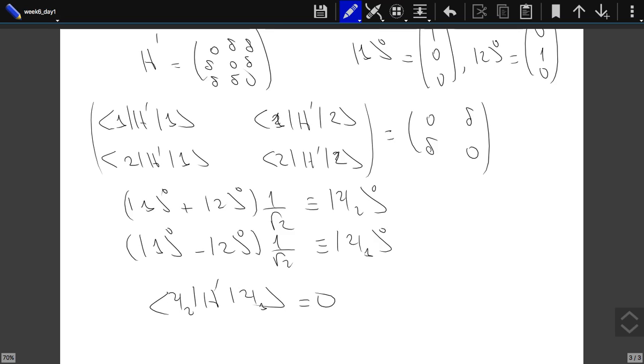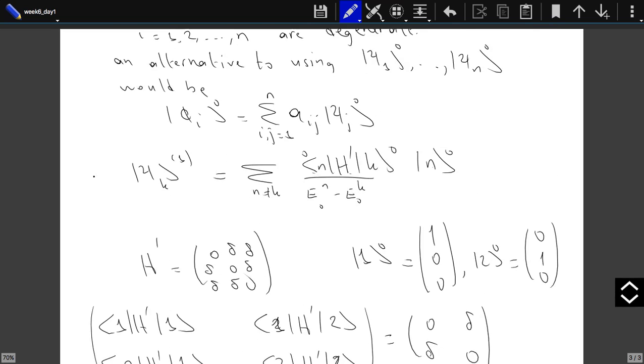So if instead of this basis 1, 2, and 3, we would use psi 1, psi 2, and psi 3 as our basis, and then go ahead and calculate the corrections. Of course, psi 1 and psi 2 are still degenerate. So in the numerator for psi 1 and psi 2, I would get 0. But the denominator would also be 0. So I'm saved from my problem.